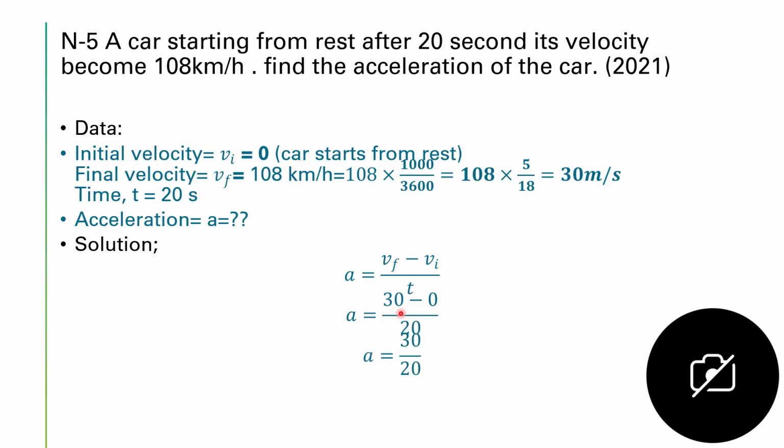Now in the next step, 30 divided by 20 will become 1.5 meter per second square. This is the final answer.